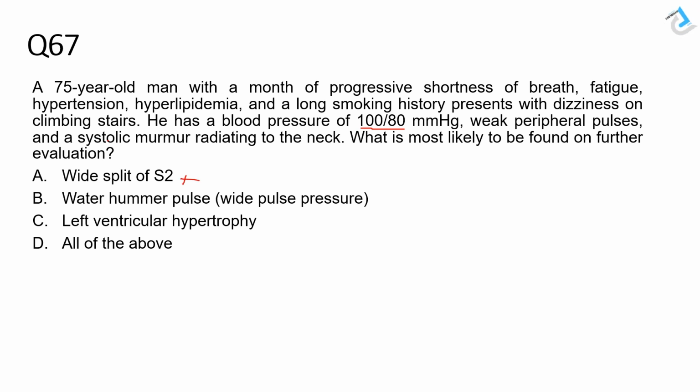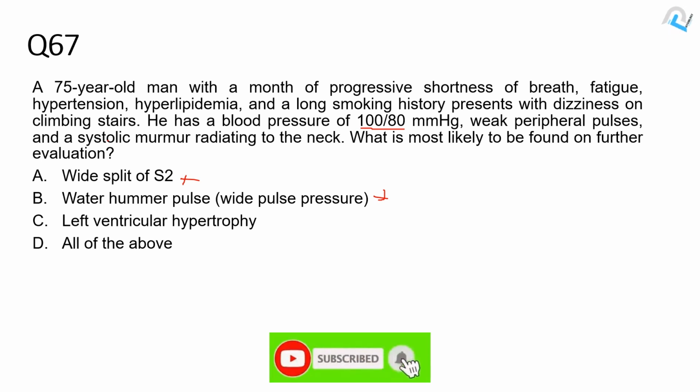Water hammer pulse is a wide pulse pressure. We can already exclude that because we can see here the pulse pressure is very narrow. It's 20 millimeters of mercury, which is quite a low pulse pressure.